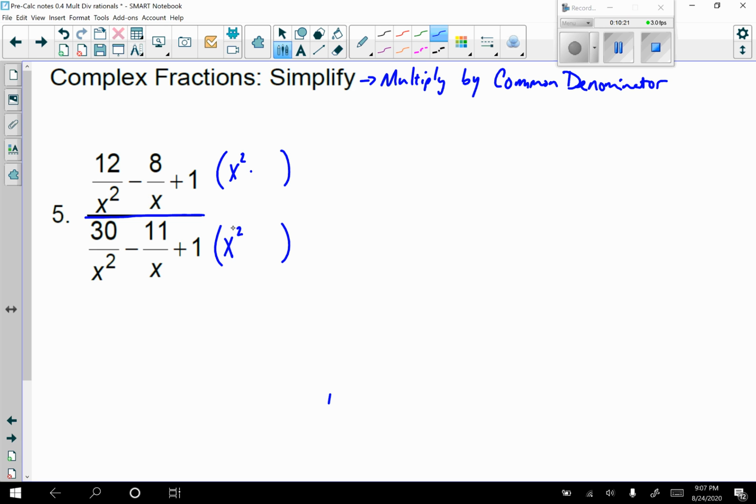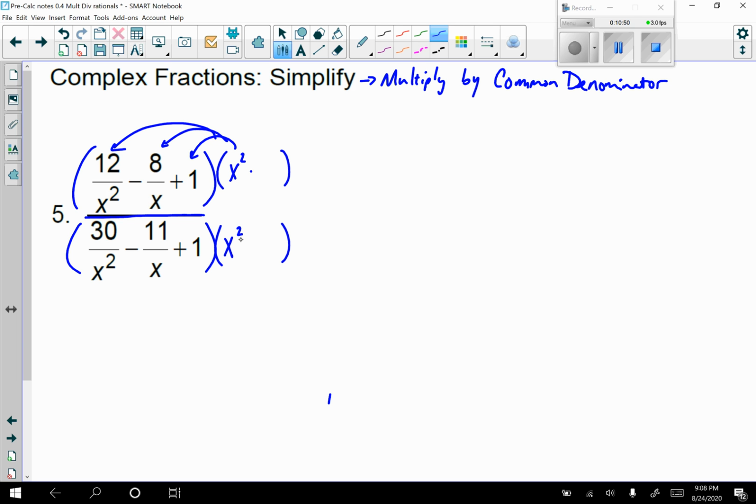But check the fractions on the bottom as well. x squared will cancel x squared, so we're good there. x squared will cancel an x, we're good there, and the 1 is already fine. So we just built it as x squared. We'll cancel out every denominator as we multiply through, and we are going to distribute this. Each group there is multiplied by x squared.